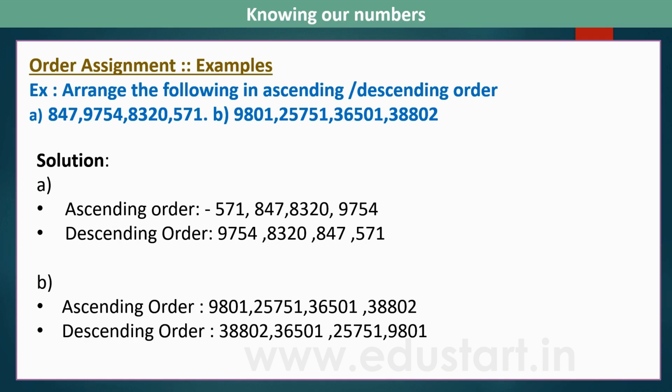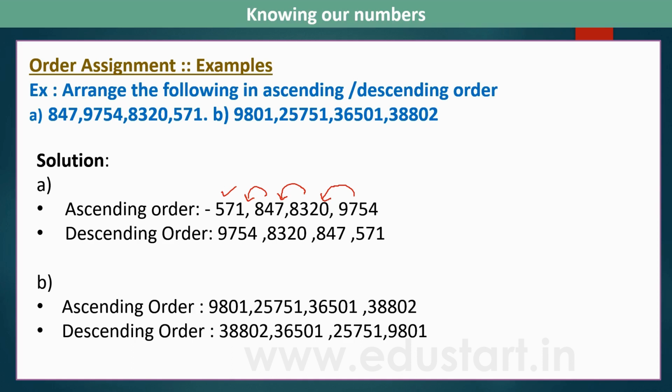Let's do some examples of order assignment. Arrange the following in ascending or descending order. The first set of numbers are 847, 9754, 8320 and 571. If you are writing in ascending order, the smallest number should come first. Here 571 is the smallest number, then 847 is bigger than this, then 8320 is bigger than this, and 9754 is bigger than this. So 571, 847, 8320 and 9754 is the ascending order.